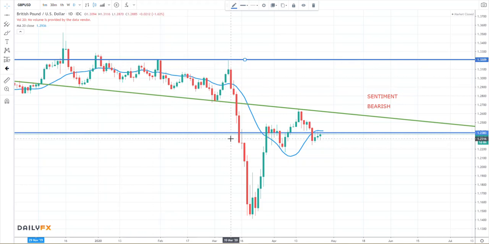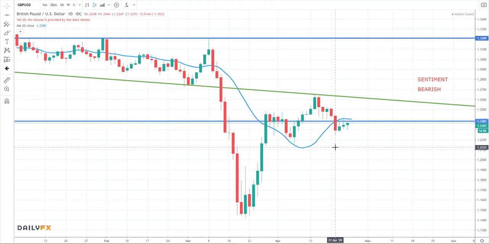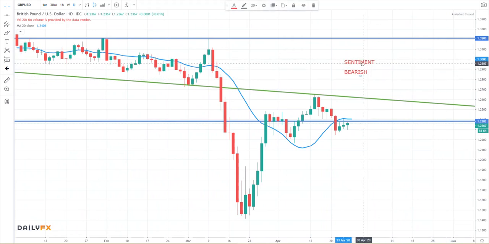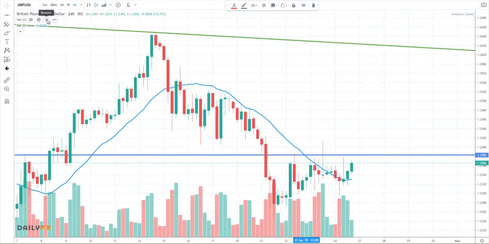So what we have forming here in recent action with the pound is that we're essentially on a downtrend, so my sentiment is bearish, and our daily candles are having a hard time closing above this $1.24 mark, which also happens to be the 20-day moving average. So let's go ahead and apply our pivot points to see where price might go this week, and how we can make some pips off of it.